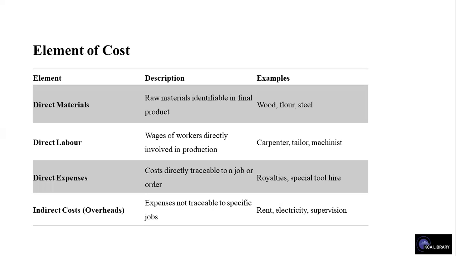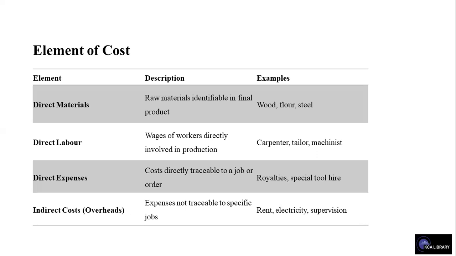And when we talk about direct labor, it's the wages of workers directly involved in production. Examples of these workers are carpenters, tailors, machinists, and some others. We have the direct expenses also, and these are costs directly traceable to a job or order. Examples are royalties, special tools hire, and some others.